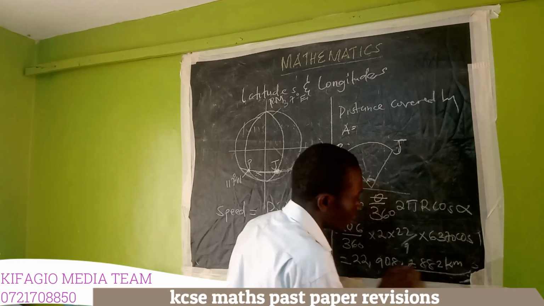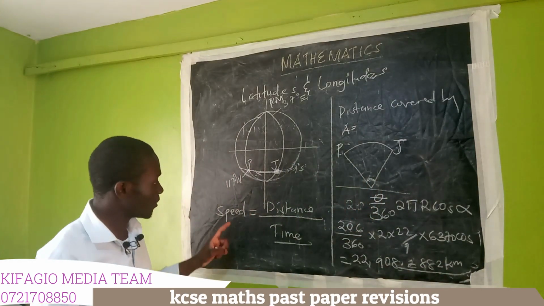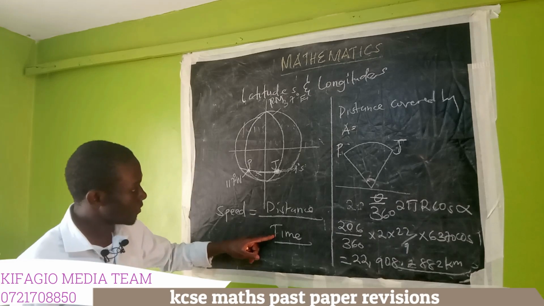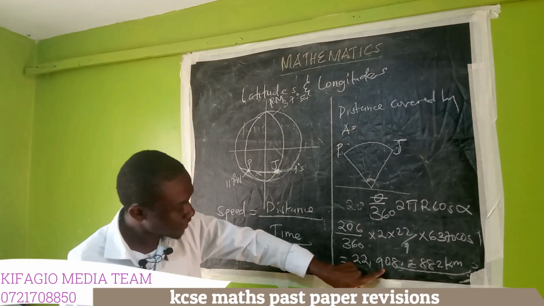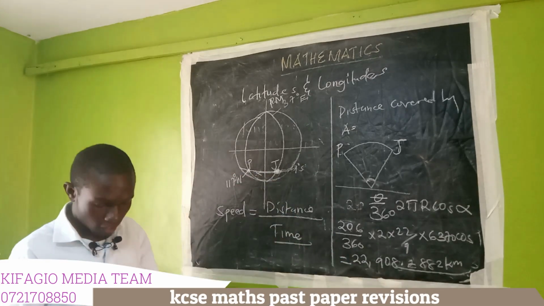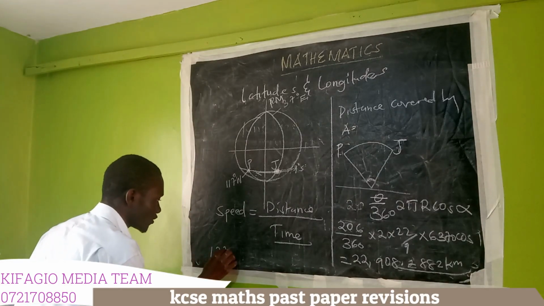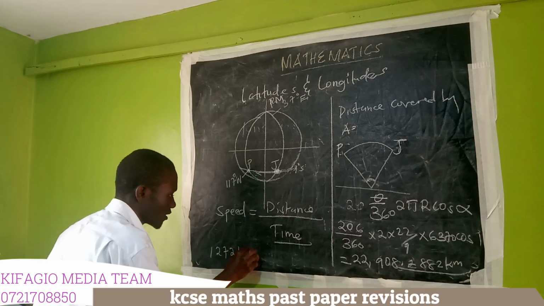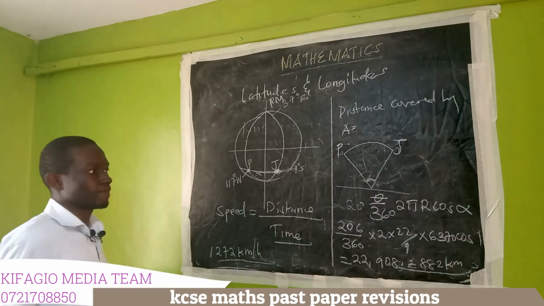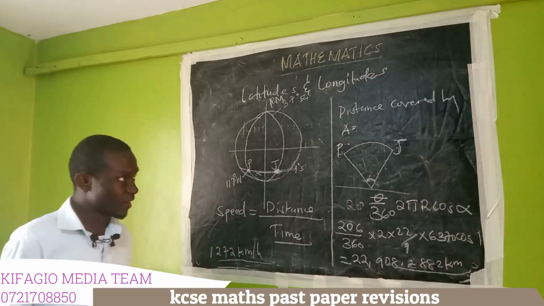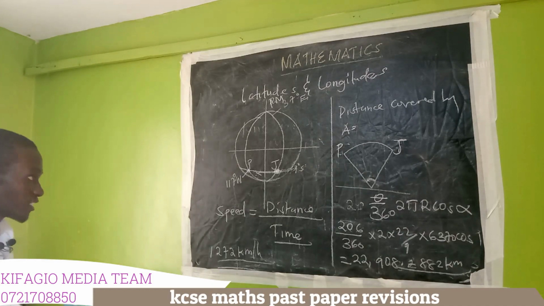22,908.2882 kilometers. Now remember, speed is given by distance over time, and therefore we just have to take this distance here, divide by 18 hours, which is approximately equal to 1,272 kilometers per hour. That is the speed of A. What about B?